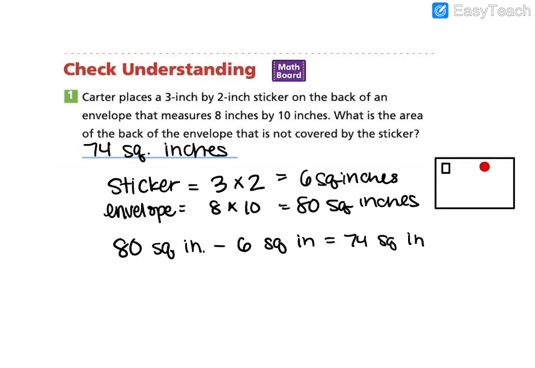Here's my picture to kind of show. I'm thinking about it almost like he's mailing something. So here's the sticker that's covering it. And here is the rest of the envelope that is not covered. In order to find the area of what is not covered, I found that the sticker was 6 square inches and the total envelope was 80. I then could subtract the area of the sticker from the area of the envelope to find 74 square inches of the envelope were not covered by the sticker.